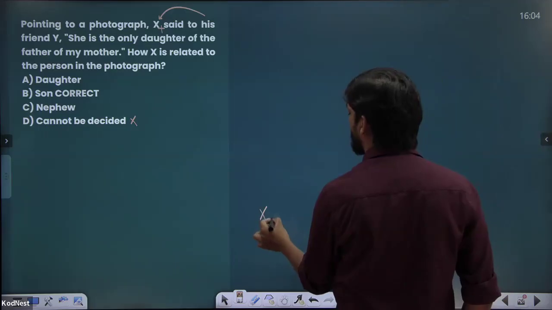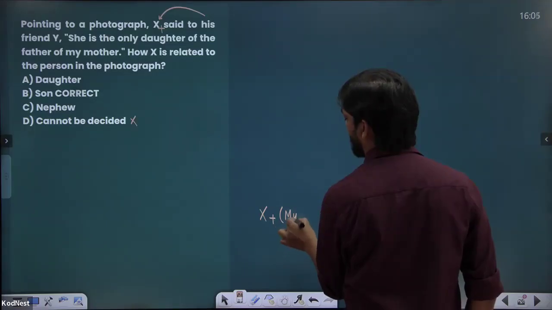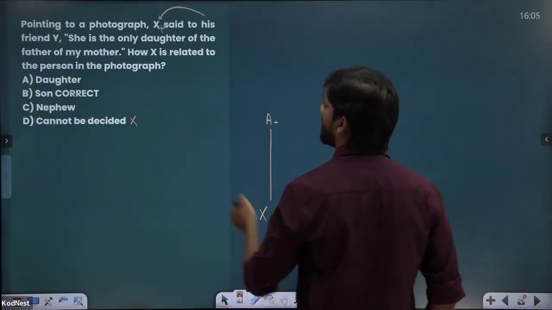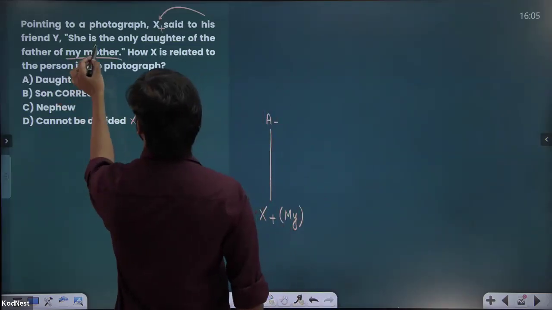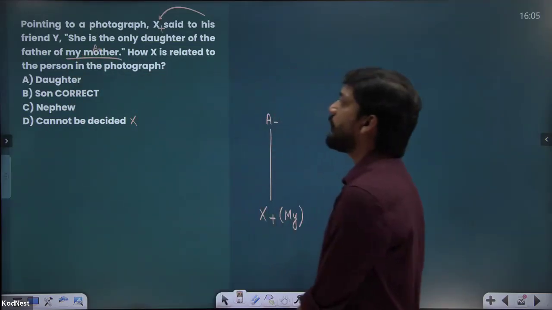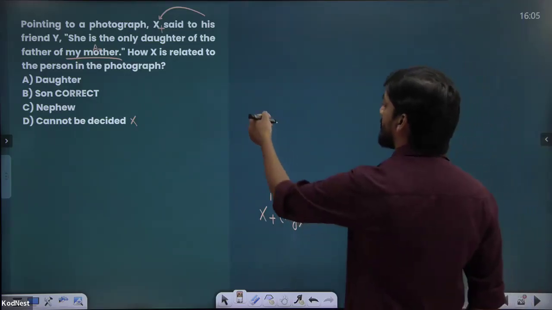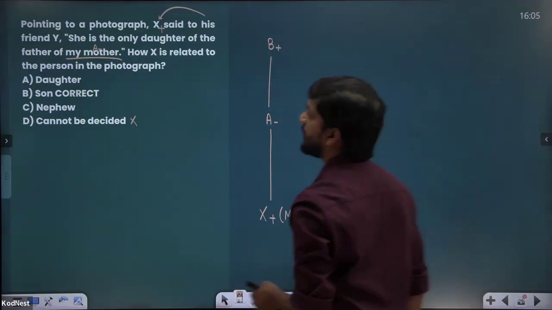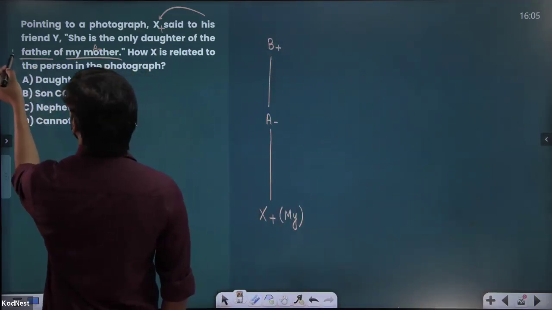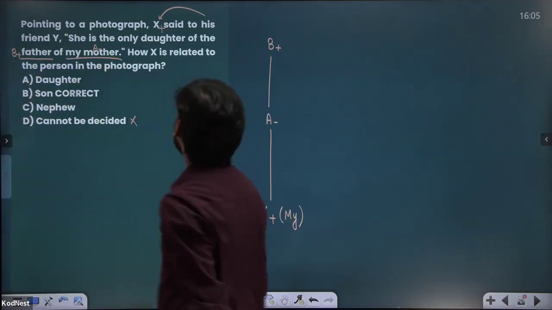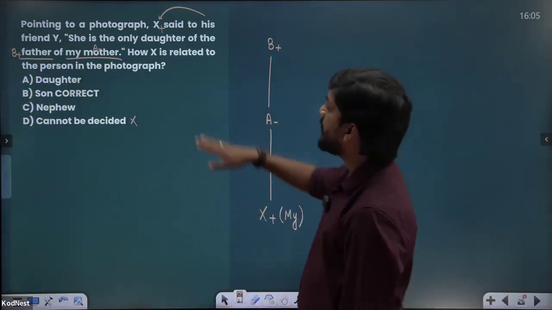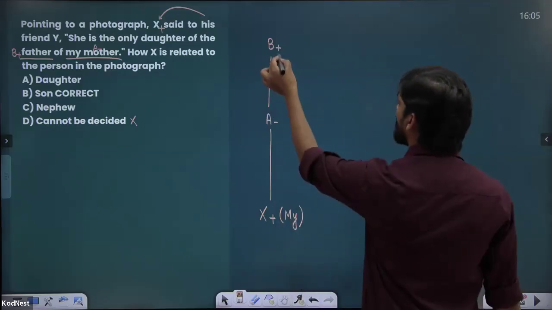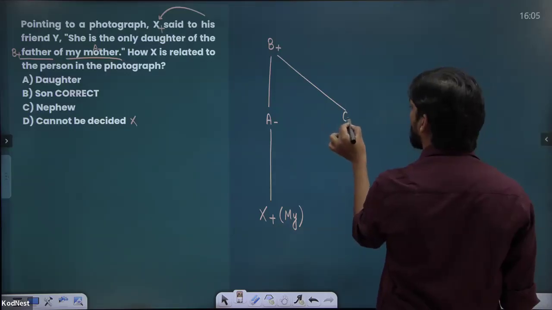Okay, my mother. My means X plus. Mother means one generation above, so let's take it as A minus. So my mother is A minus. Now father of A minus will be one generation above, that means father B plus. Now we have to show the only daughter of B plus. Please carefully answer. Does it make sense?